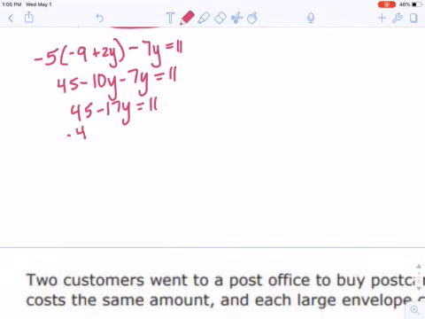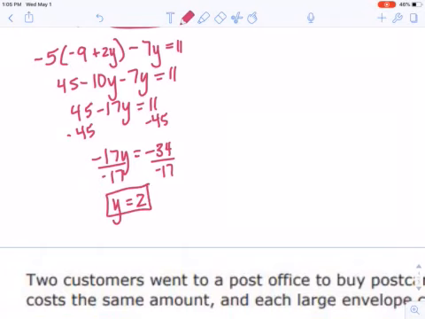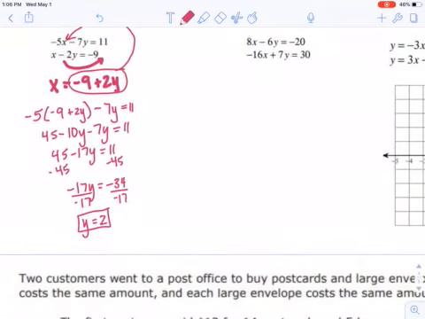We'll subtract 45. So negative 17y equals negative 34. Divide both sides by negative 17, and y is 2. Now that's not my final answer because the answer is supposed to be a solution, a coordinate, an x and a y. So I'm going to then go and take this y and plug it back in to one of my equations at the top. Okay, and when I do that, I get an answer of, I think, 5.